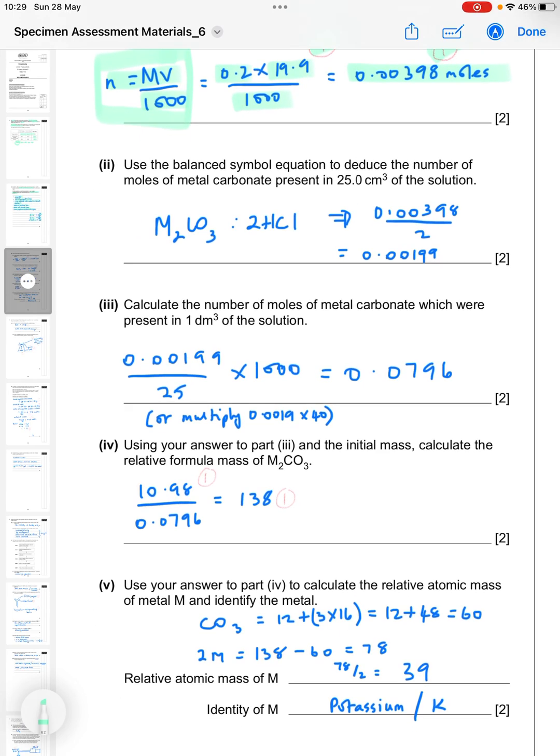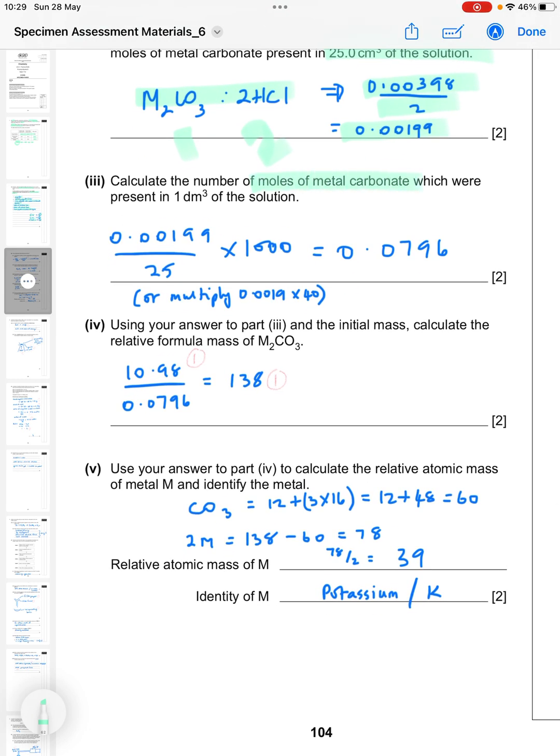So use the balanced symbol equation to deduce the number of moles of metal carbonate present in 25 cubic centimetres of the solution. So it's a 1 to 2 ratio here. So we have 0.00398 divided by 2, which gives us 0.00199.